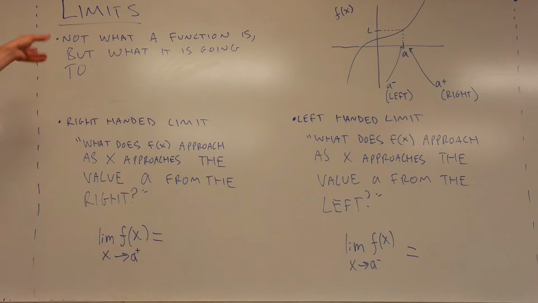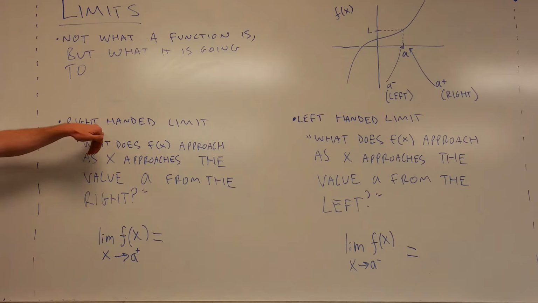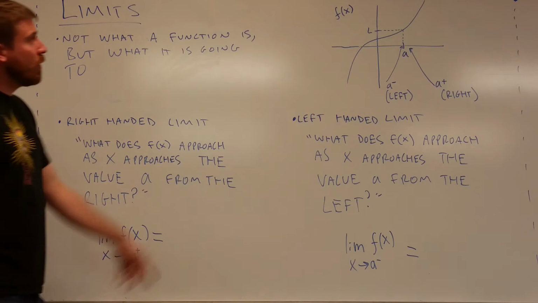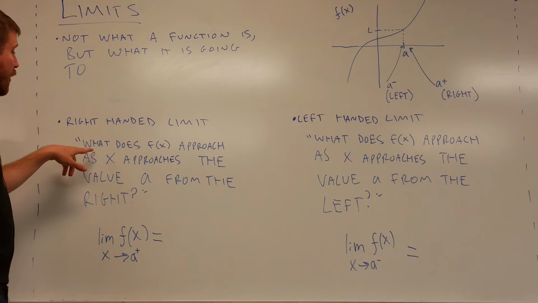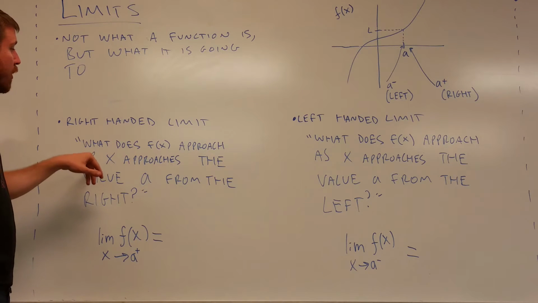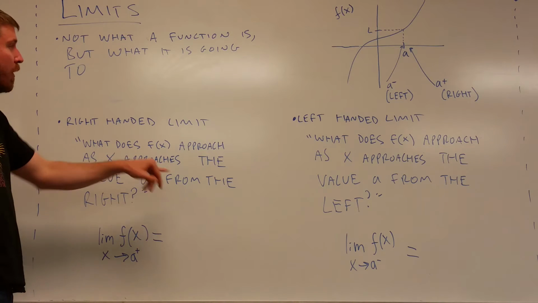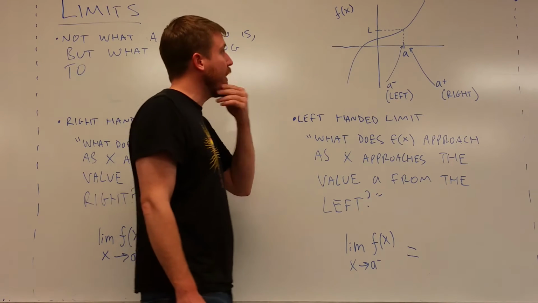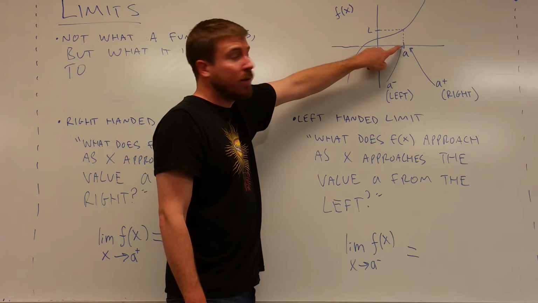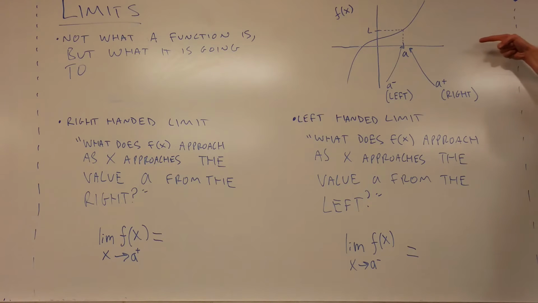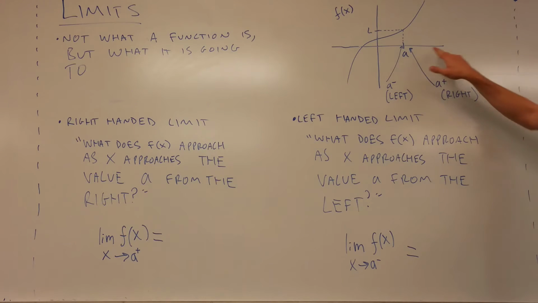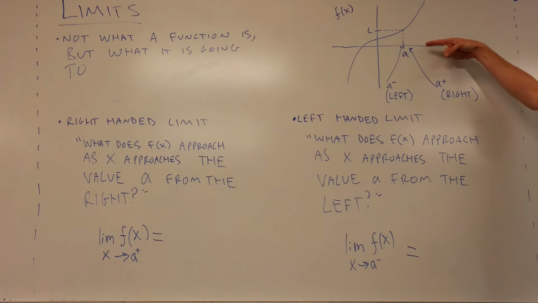But before we talk about what an overall limit is, we need to talk about what are called left-handed and right-handed limits. So a right-handed limit means what is the function approaching as we're coming in from the right. So if we look at this function right here, in this case we want to, for example, look at what does f of x approach as x approaches the value a from the right. So if you look at this graph right here, we have x equals a right here. This line is the function. Approaching from the right means as we're approaching the value x equals a to the right of a, we want to see what the function is approaching.